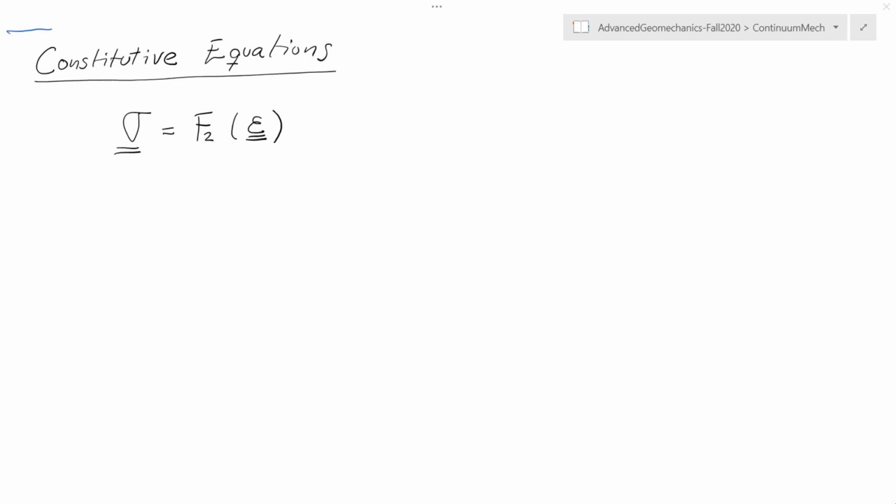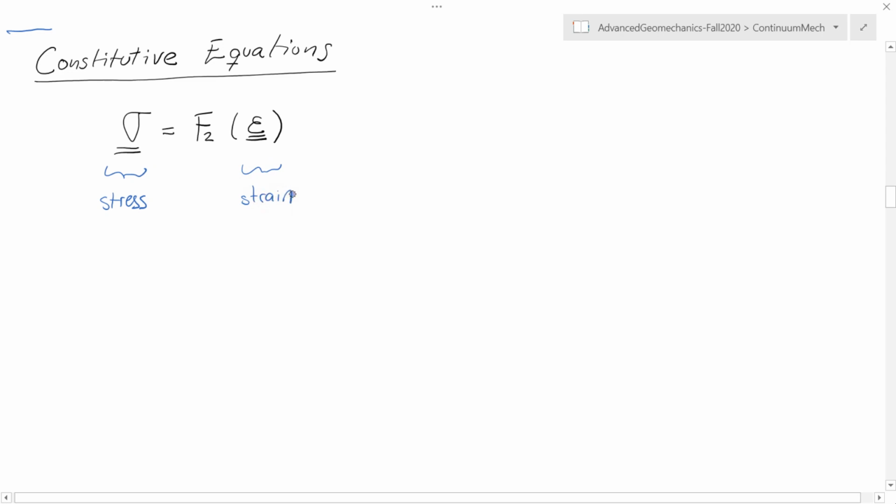A constitutive equation is an equation that relates stresses to strain. And it does that through some function that depends on the material properties, in the case of geomechanics, of a rock. And for this particular function, we can choose anything that satisfies the properties of the materials. And again, that's going to depend on the type of material that we are dealing with.